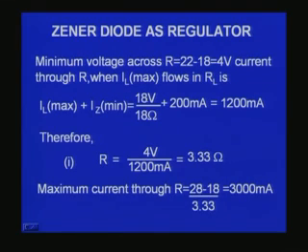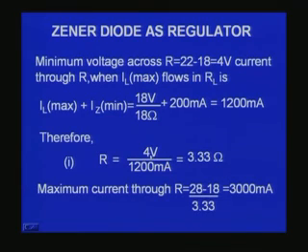That means it is 18 volts by 18 ohms, corresponding to the maximum load current, plus they have already mentioned that the current IZ can go from 200 milliamps to 2 amperes. So this is about 200 milliamperes. So the total current will be 1200 milliamperes, 1.2 amperes. Now therefore what will be the value of R for providing this type of a variation?